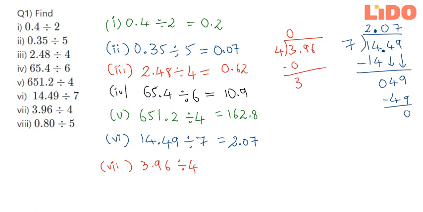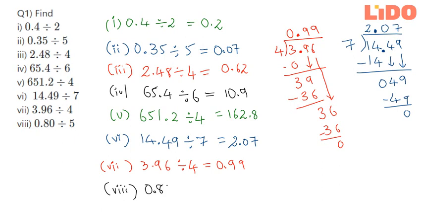Since there is a point here, I'm going to put a point here and bring down 9, and I know that 4 9's are 36. So when I subtract, I get a 3. Then I'm bringing down 6 here. Then I know that 4 9's are 36 again. So I'll get the remainder 0, and my answer will be 0.99.